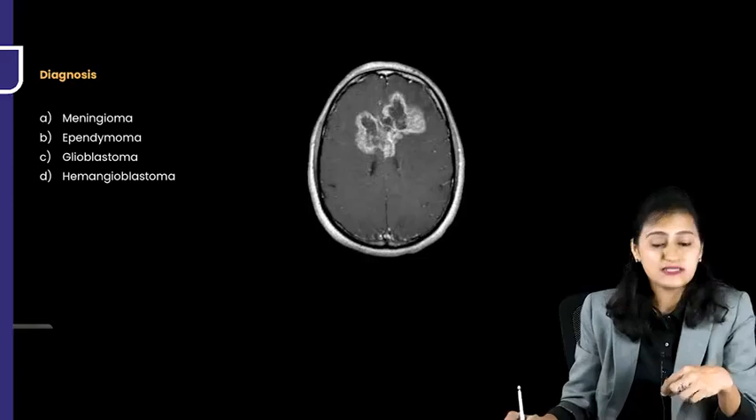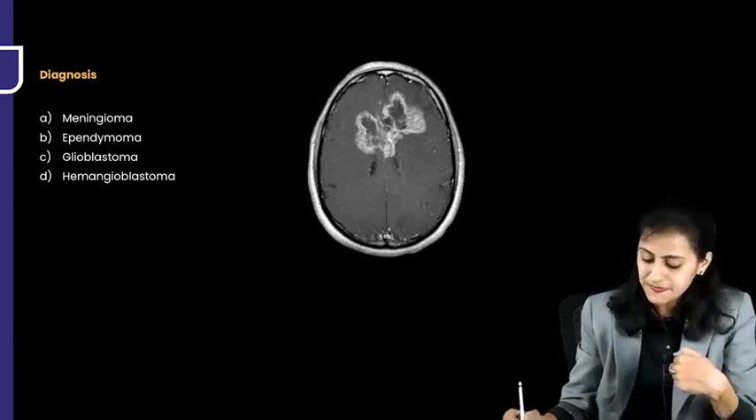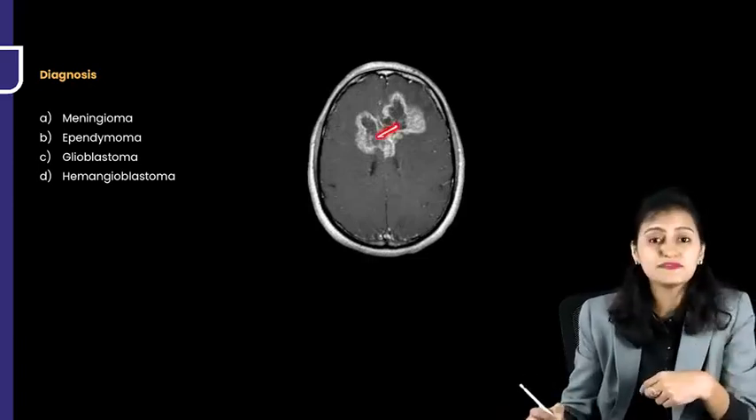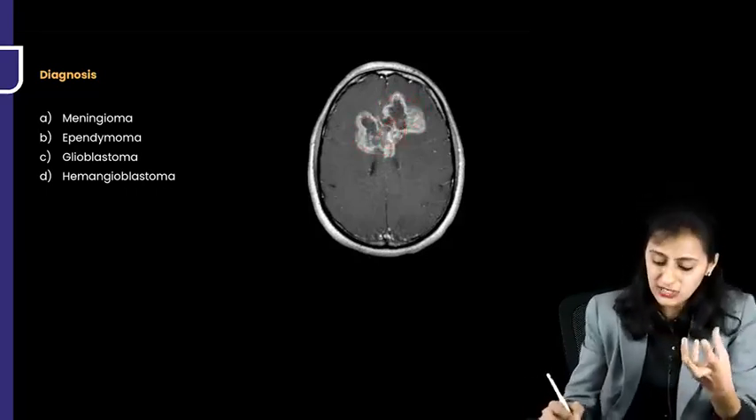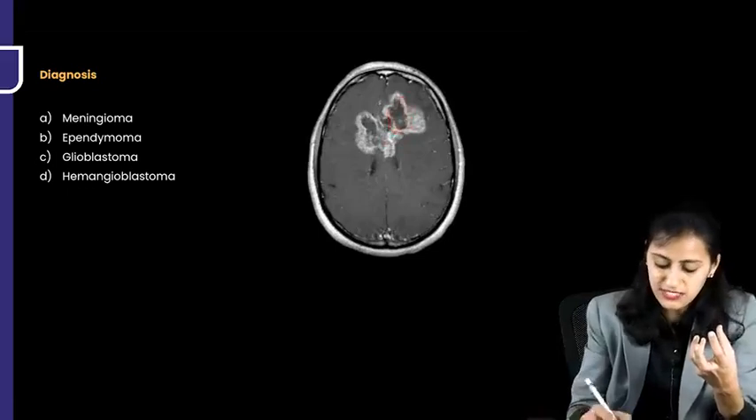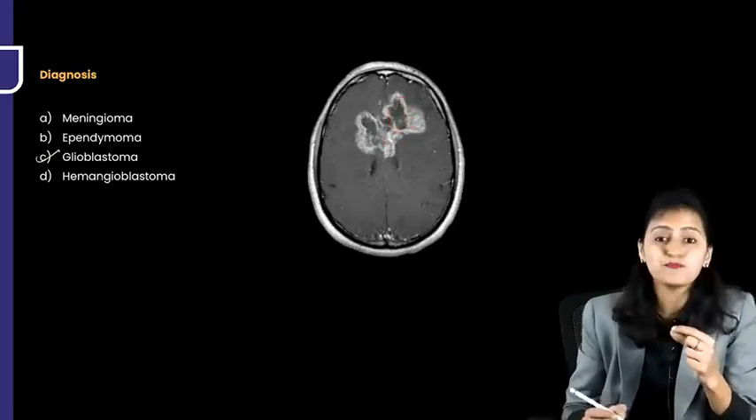What do you think is the diagnosis here? Which tumor do you think is this? Now, since this tumor is crossing the midline, involving both the sides, basically involving the corpus callosum, it has the central necrosis. That is why this is glioblastoma.